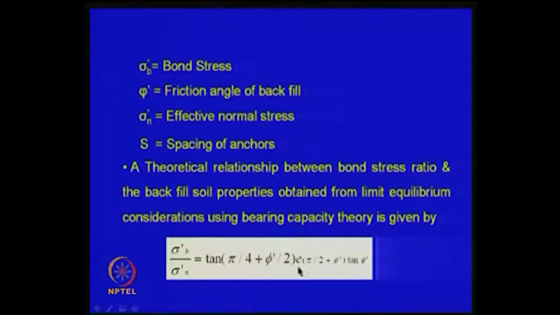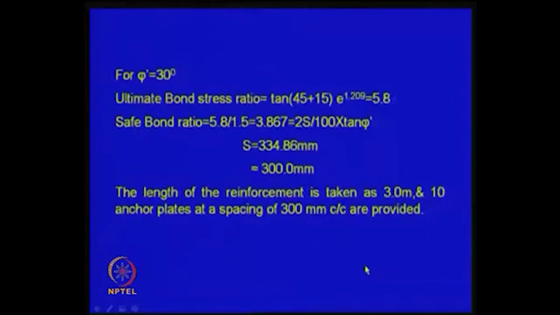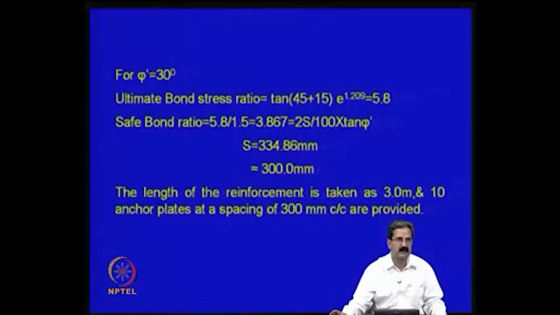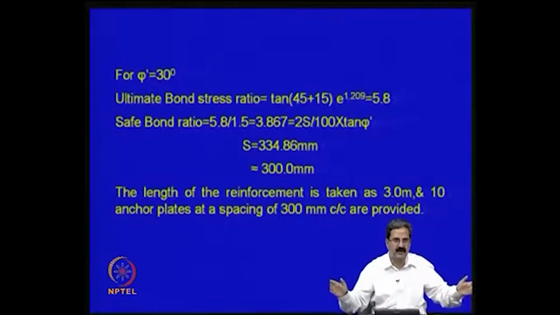You will have this expression, and then once you use the friction angle of the soil, phi equal to 30, you will get the ultimate bond stress ratio and some factors there, and you just put some numbers here. What happens is that you will get an idea that the length of the reinforcement is taken as 3 meters, instead of what I had taken earlier, much bigger, 3.87 or something.